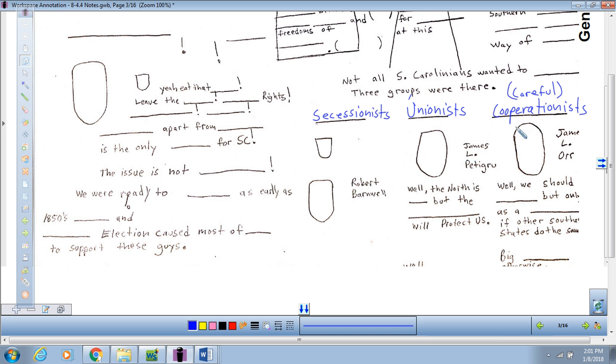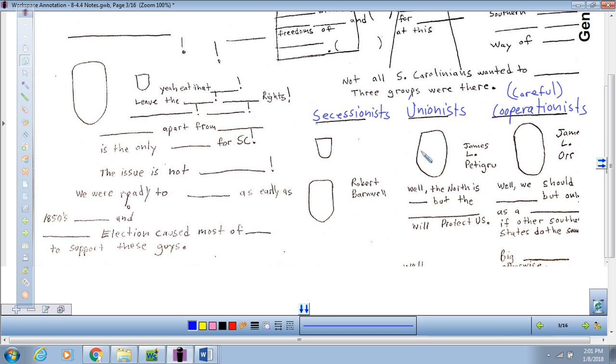The Cooperationists know that if South Carolina secedes and they're the only state to secede, the North is going to send their army and just blow the South to bits, and that's going to be the end of it. So what the Cooperationists wanted is they said, we should secede, but only as a last resort.